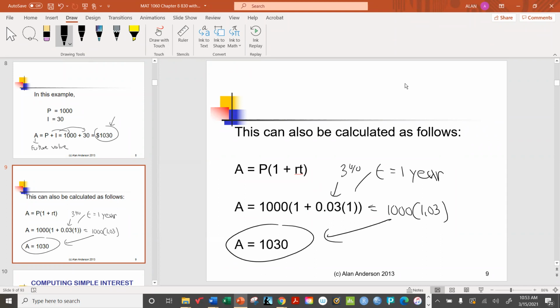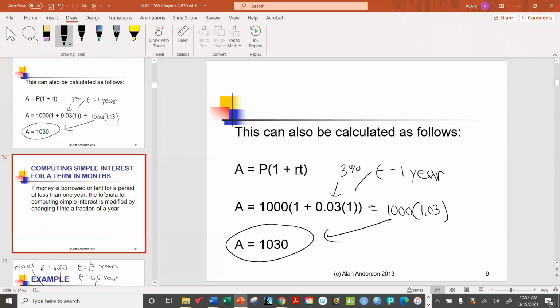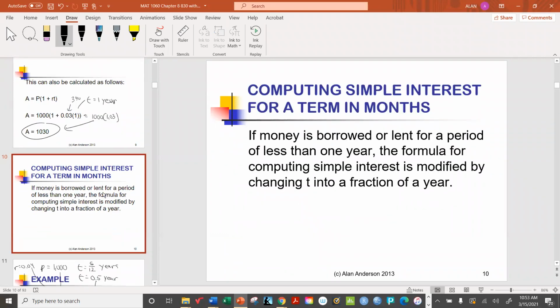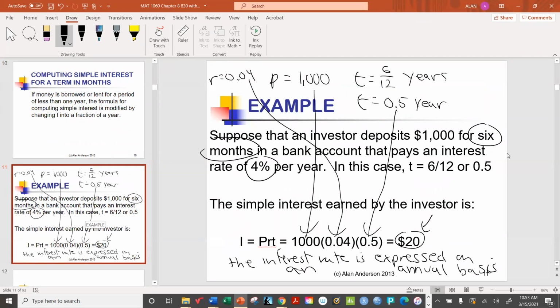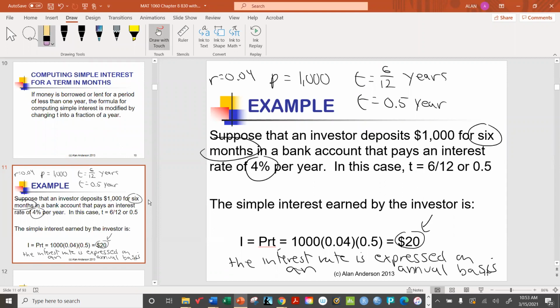All right, now, as I started to allude to, we saw once before that we can take the same formula and apply it to fractional parts of a year. Let's say, for example, an investor deposits $1,000, but for only 6 months in a bank that pays 4% per year. The only thing we have to watch out for here is that T is not 6, like I said before. It's 6 out of 12 years or 0.5 years, half a year. 6 months is half a year.